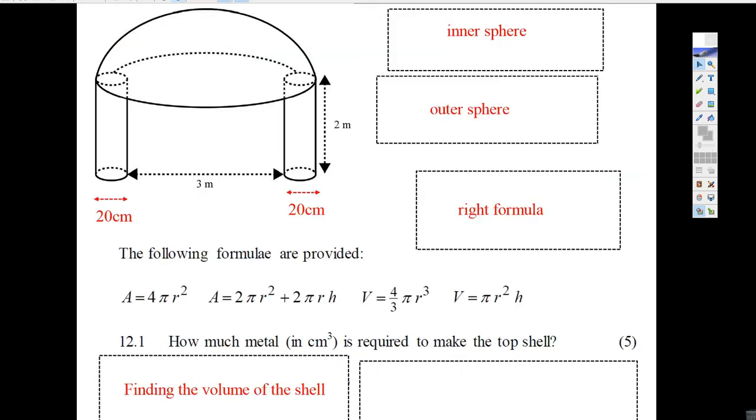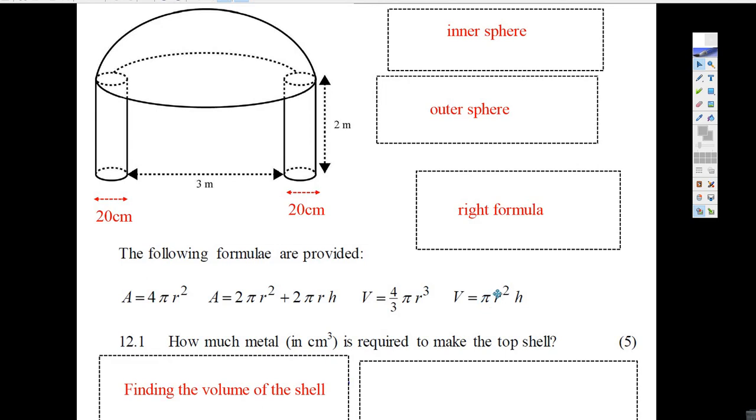Let's try the first question. It says, how much metal would you require to make the top shell? And this is a hemisphere. Now, you're given all these formulas. Maybe you remember from grade 9, this is the formula for the area of a cylinder: 2 circles on top, 2 pi r squared, and 2 pi r times h, the circumference times h. That's the surface area of a cylinder.